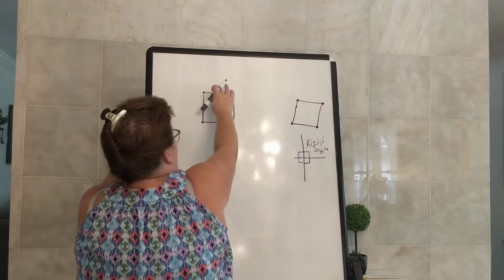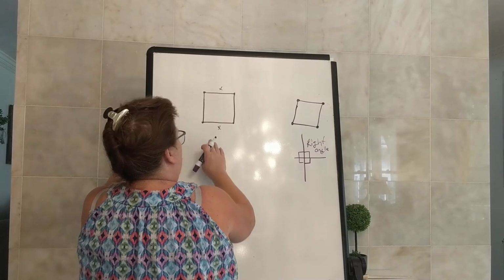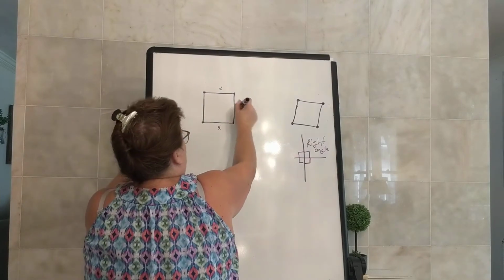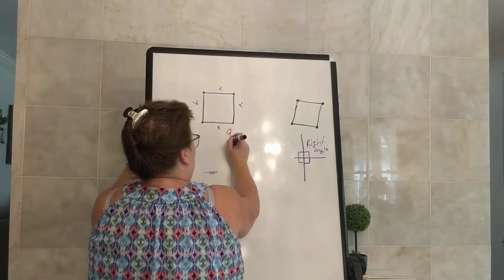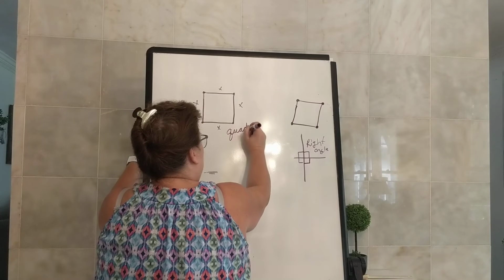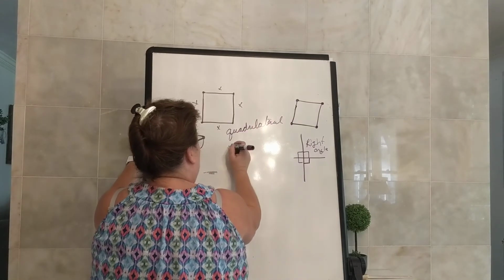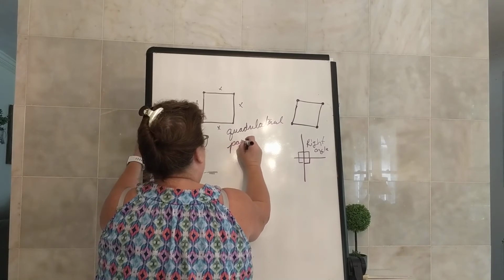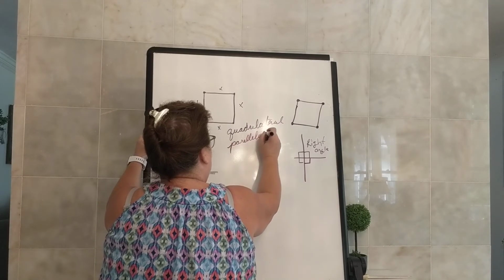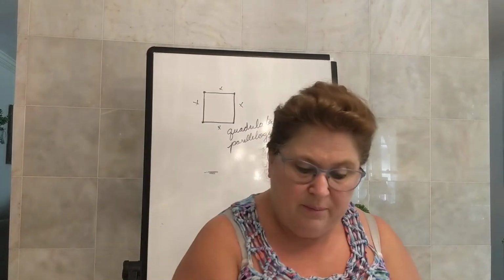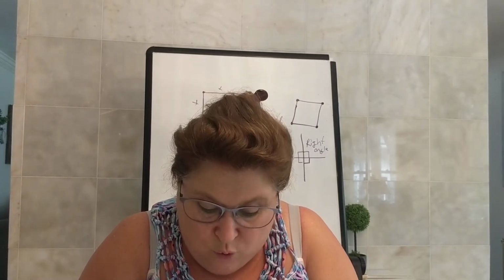So my opposite sides are parallel because they will go on and on and on and they will never touch. So a square is a quadrilateral and it is also a parallelogram. Oh my goodness, I don't even know if I'm spelling this right. Okay, so that is a square. It could be a quadrilateral or a parallelogram. And then we have a right angle, and that is an angle with a square corner.